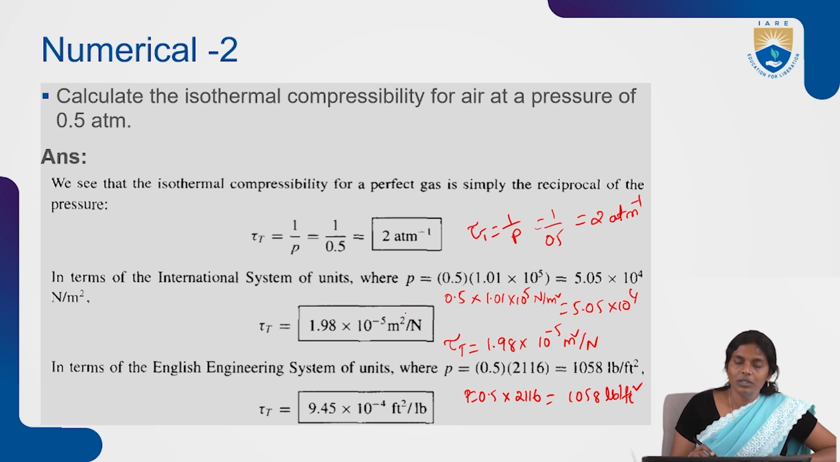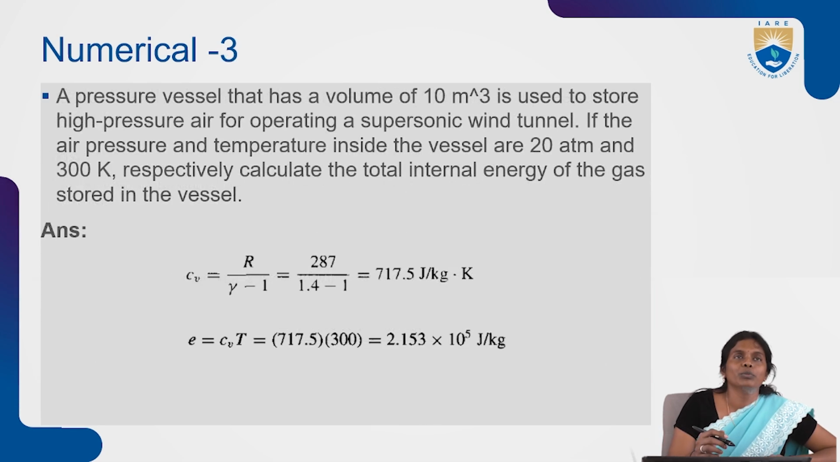So again 1 by P, if you do, we will be getting 9.45 into 10 power minus 4 square. So coming to numerical 3, we will be considering the same example as numerical 1, but with something extra. In the previous one, we calculated the total mass in numerical one.